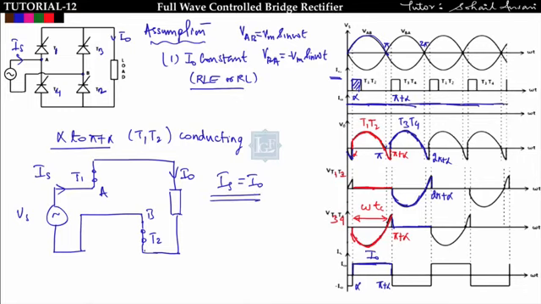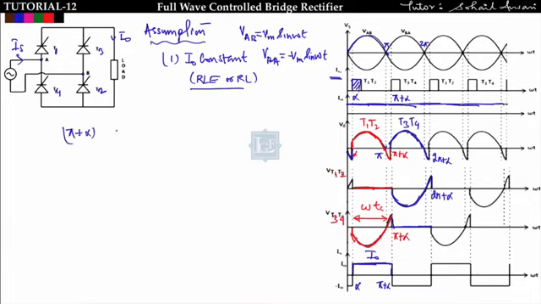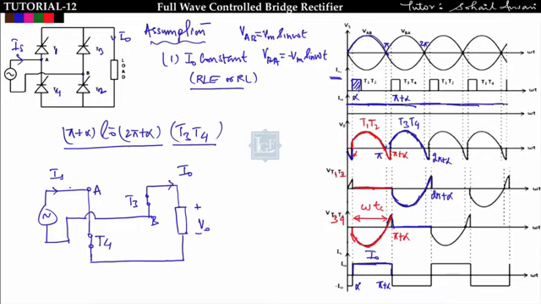Okay, now what will happen from π + α to 2π + α? From π + α to 2π + α, T3 T4 are conducting and T1 and T2 are off. So if I draw the equivalent circuit, it will look like this. Here the source current is from left to right; by default I am taking the source current from left to right. I0 is flowing like this. See, this is the current direction of I0, and you can see that the source current is opposite to the load current. So in this case Is will be minus I0.